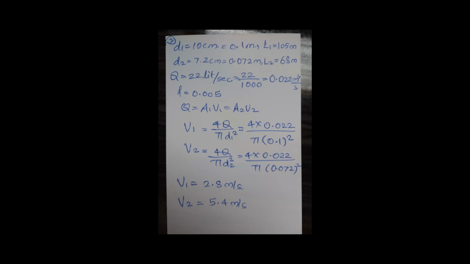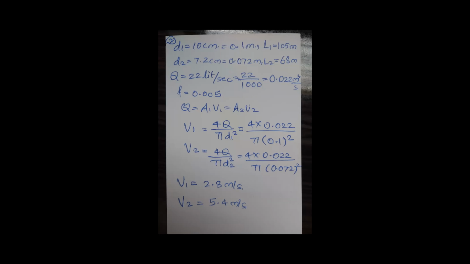So if the pipes are connected in series, what is the major loss? 4FL V square by 2GD. Yes, that is for the one pipe. But the second pipe is connected adjacent, or we can say in series. So the major loss will be the frictional loss in first pipe plus frictional loss in second pipe. Correct. So major loss will be HF1 plus HF2.